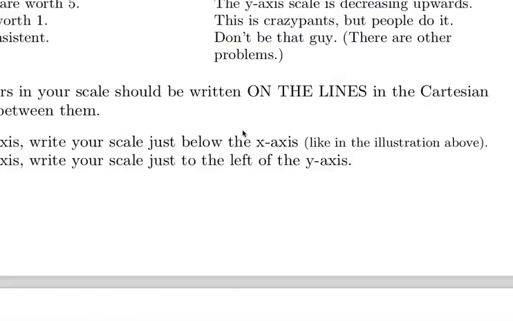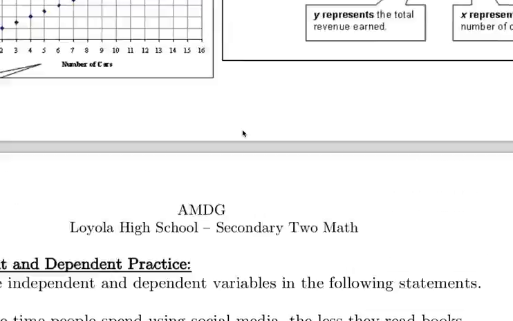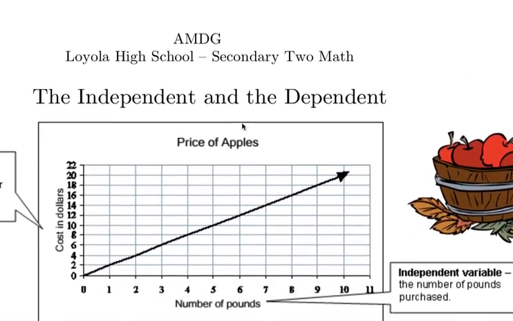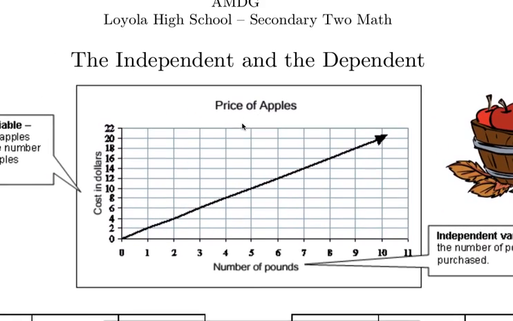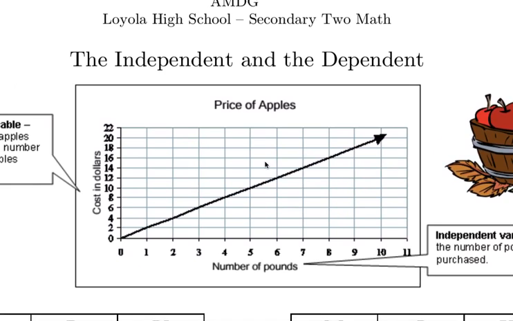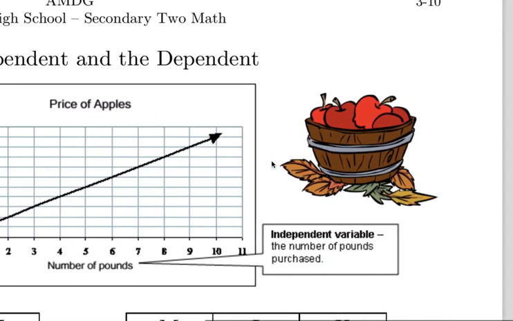So let's go find another example in your textbook here. Let's head down to this page here. This is page 10, yeah, page 10 in your unit book. And let's say we're not talking about plants growing anymore. Well, we're talking about fruits here. We're talking about apples, right?